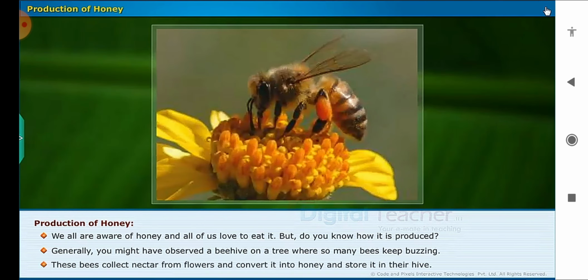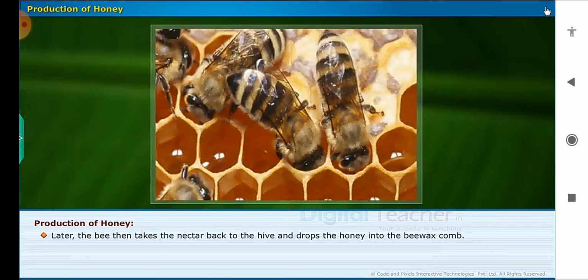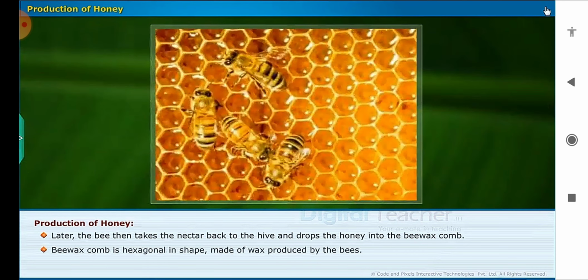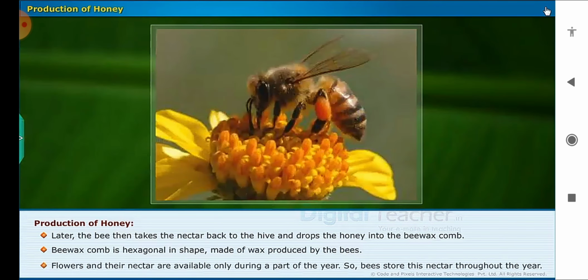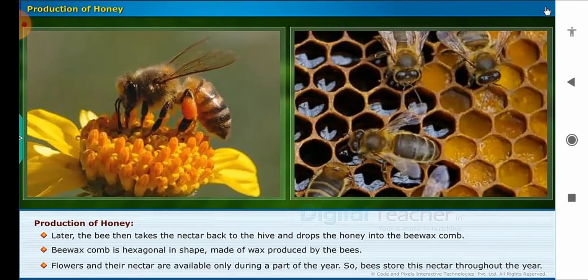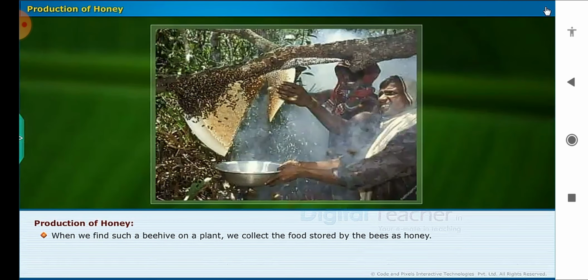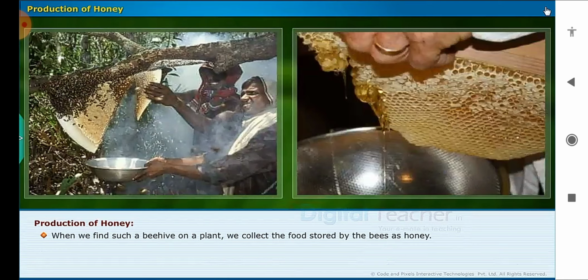These bees collect nectar from flowers and convert it into honey and store it in their hive. Later, the bee then takes the nectar back to the hive and drops the honey into the bee wax comb. Bee wax comb is hexagonal in shape, made of wax produced by the bees. Flowers and their nectar are available only during a part of the year, so bees store this nectar throughout the year. When we find such a beehive on a plant, we collect the food stored by the bees as honey.